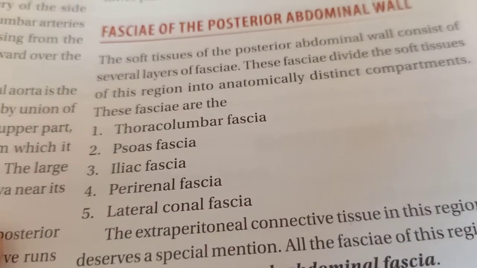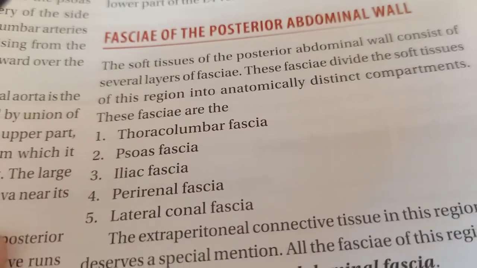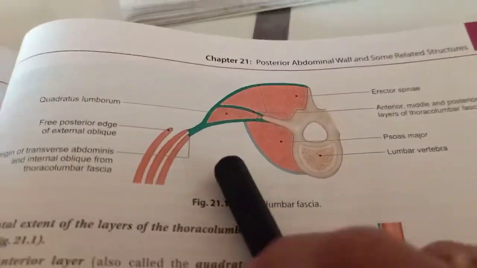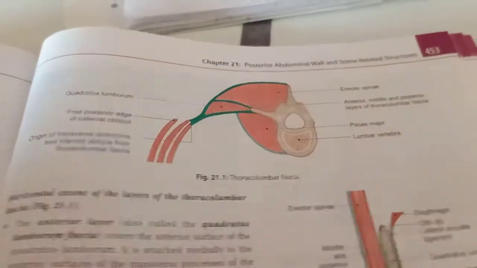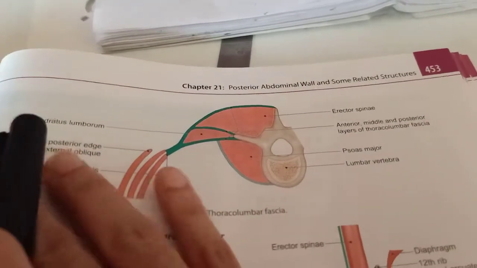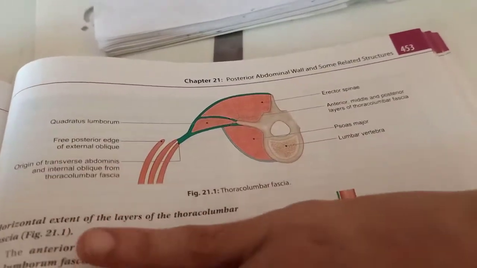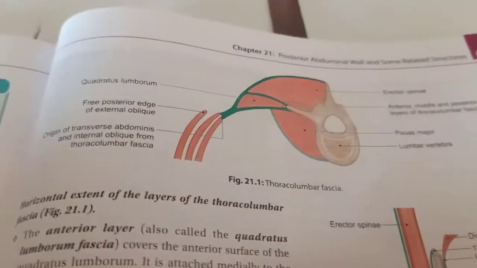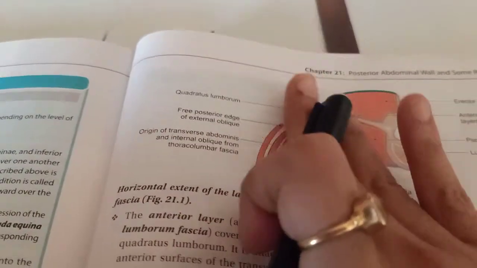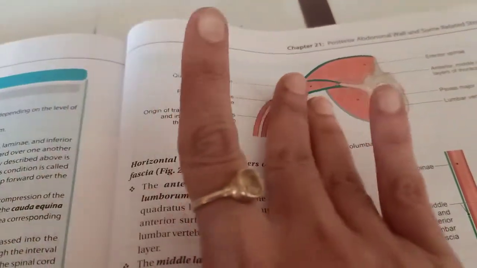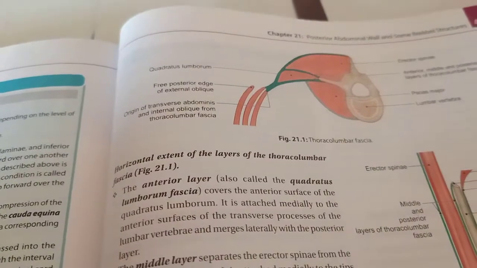It's a very easy topic if you understand the two diagrams. The first diagram which I'll explain here: this is the fascia, and it is spread horizontally on the posterior abdominal wall, and it is spread vertically. So that is the horizontal extent and vertical extent of this fascia. Now this fascia has three layers.